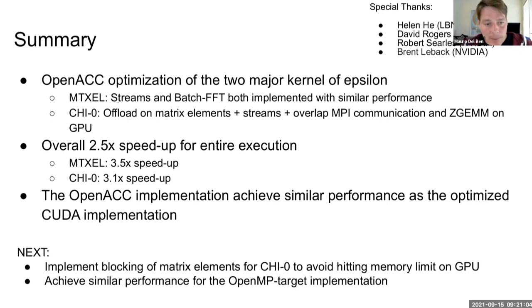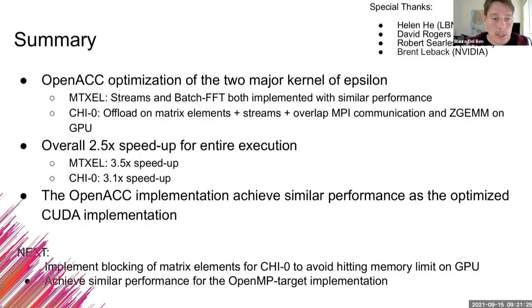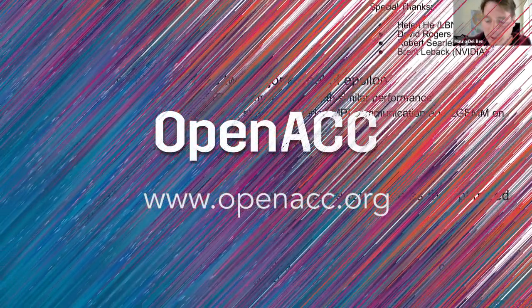So the next step is actually to implement some blocking mechanism for chi-0. Offloading all matrix elements might be a memory bottleneck for large-scale applications. And also, in the long term, the goal is to achieve similar performance by using the OpenMP Target programming model. And with that, I've finished my talk, so I thank you again for your attention.